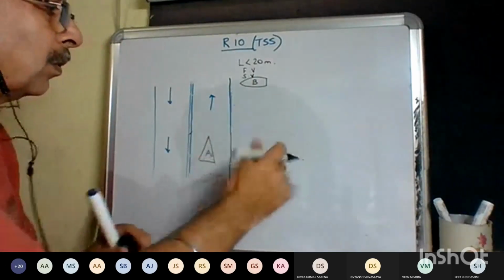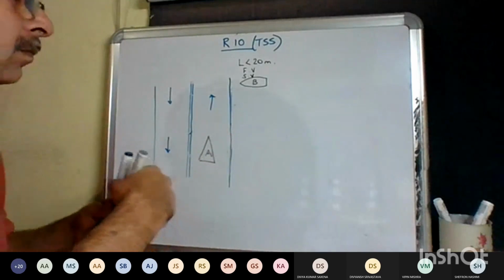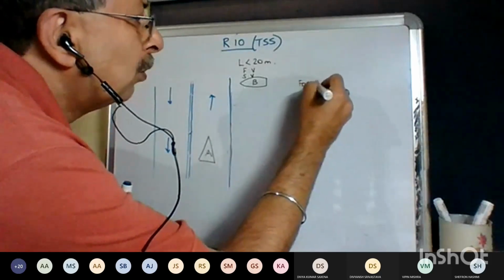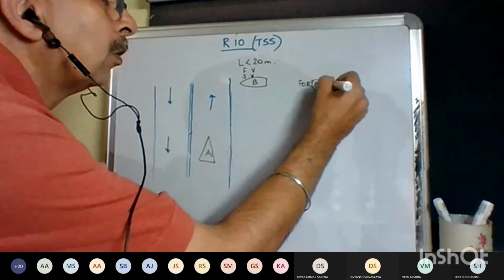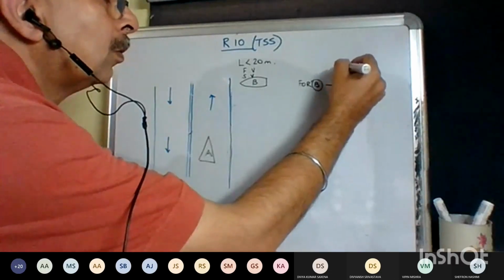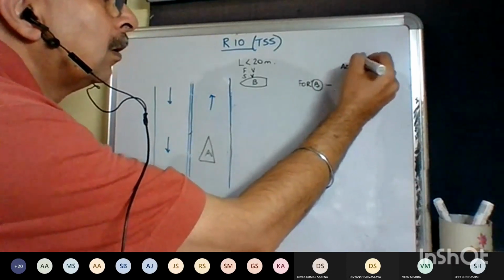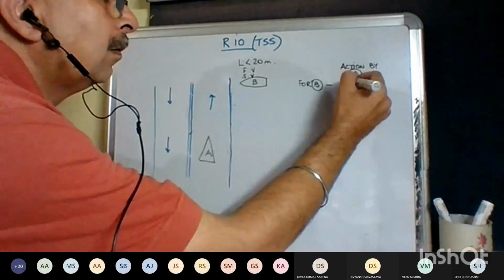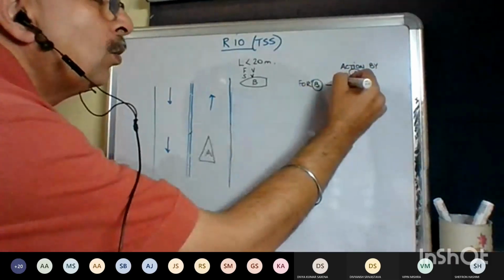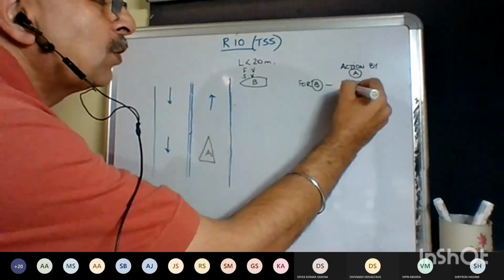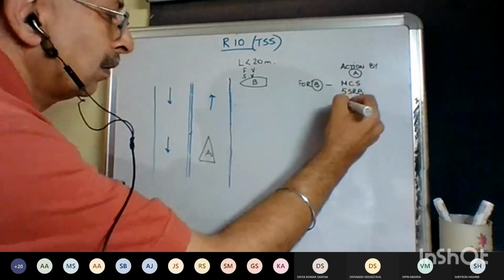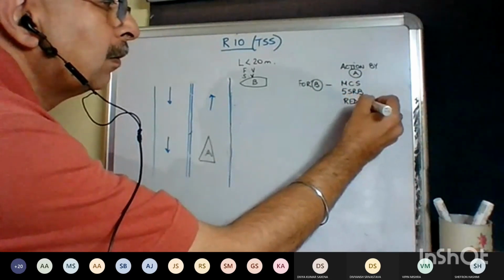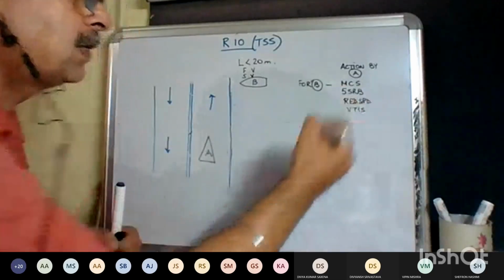So for Bravo, action by A will be: maintain course and speed, 5 short and rapid blasts, reduce speed, inform VTIS. Very standard.